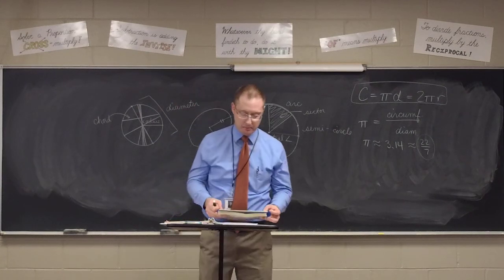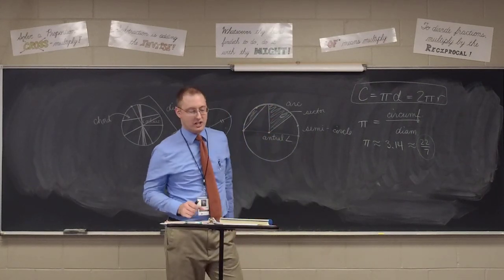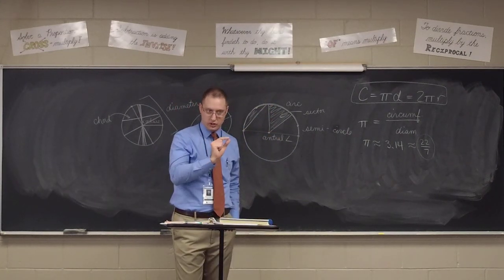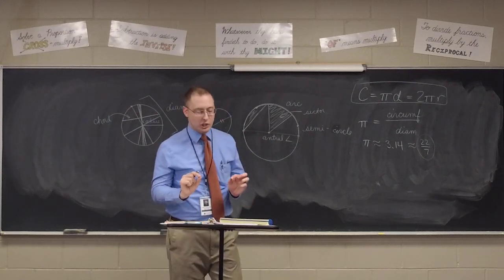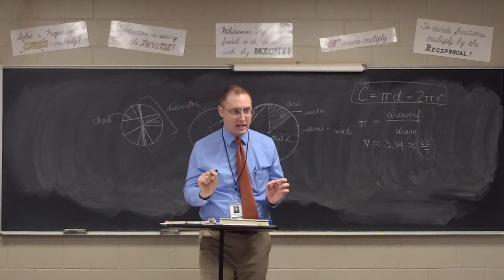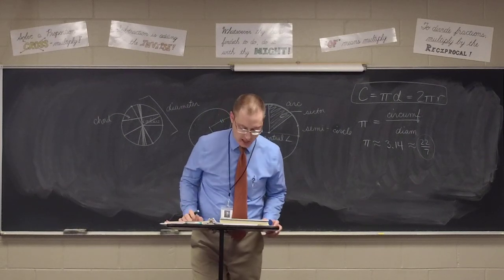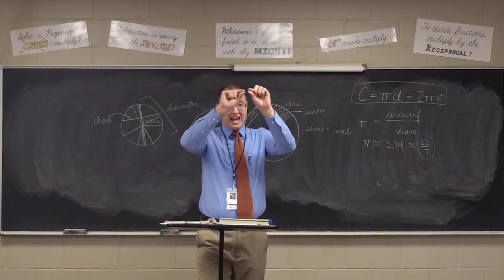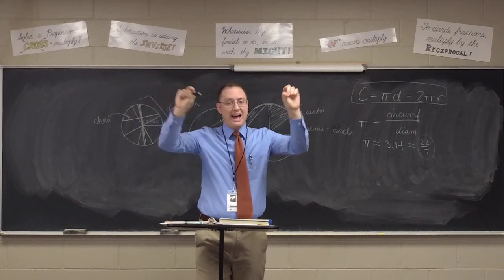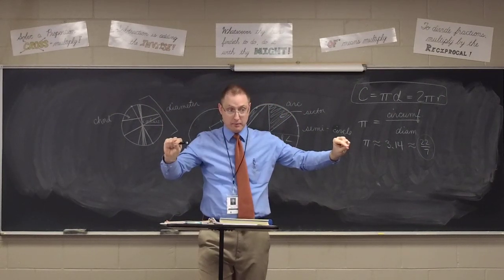Look at the next page. If you were to break a circle down into tiny little sectors, and you were to take these little sectors, almost like little triangles, and you were to line them all up like you see in the picture there, the circumference, half of it would be across the top, half the circumference would be across the bottom.